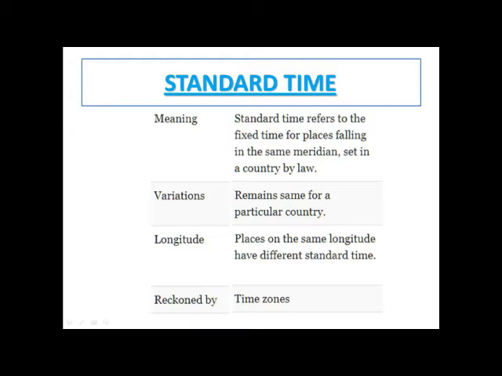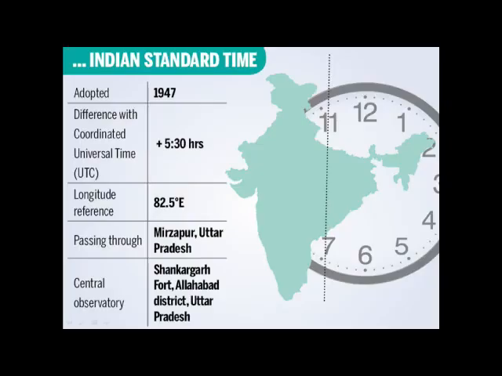This standard meridian is selected in such a way that it is divisible by 7.5 degrees, so that the standard time differs from the Greenwich Mean Time by multiples of half an hour. This uniform time, which is followed throughout a country, is called the country's standard time. So standard time refers to the fixed time for places falling on the same meridian, set in the country by law. It remains the same for a particular country.